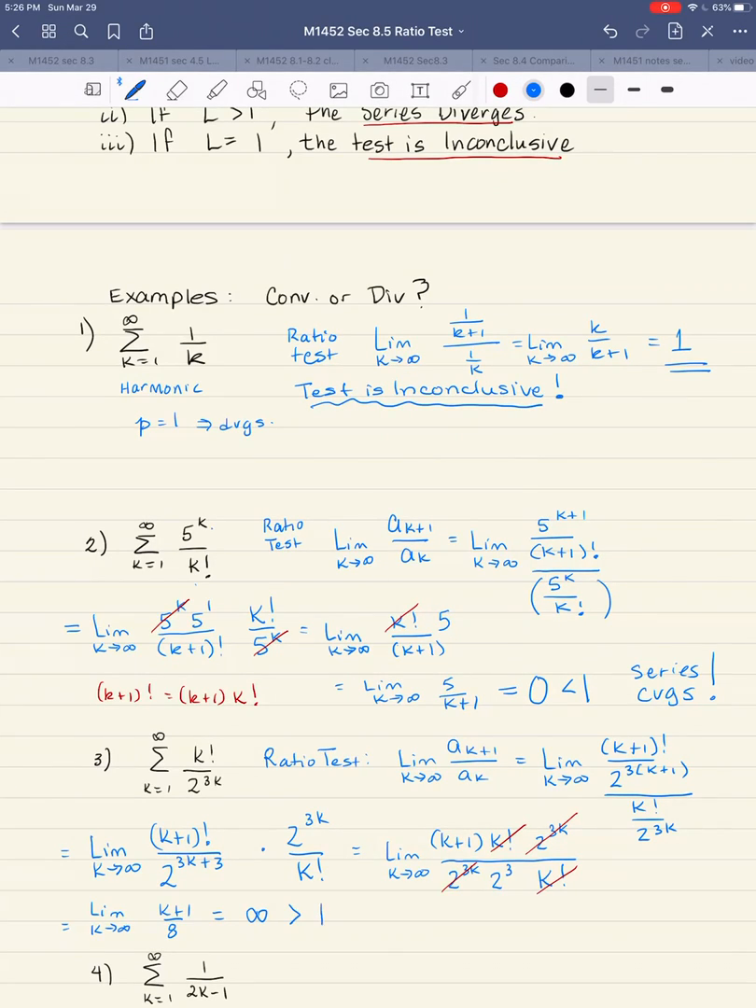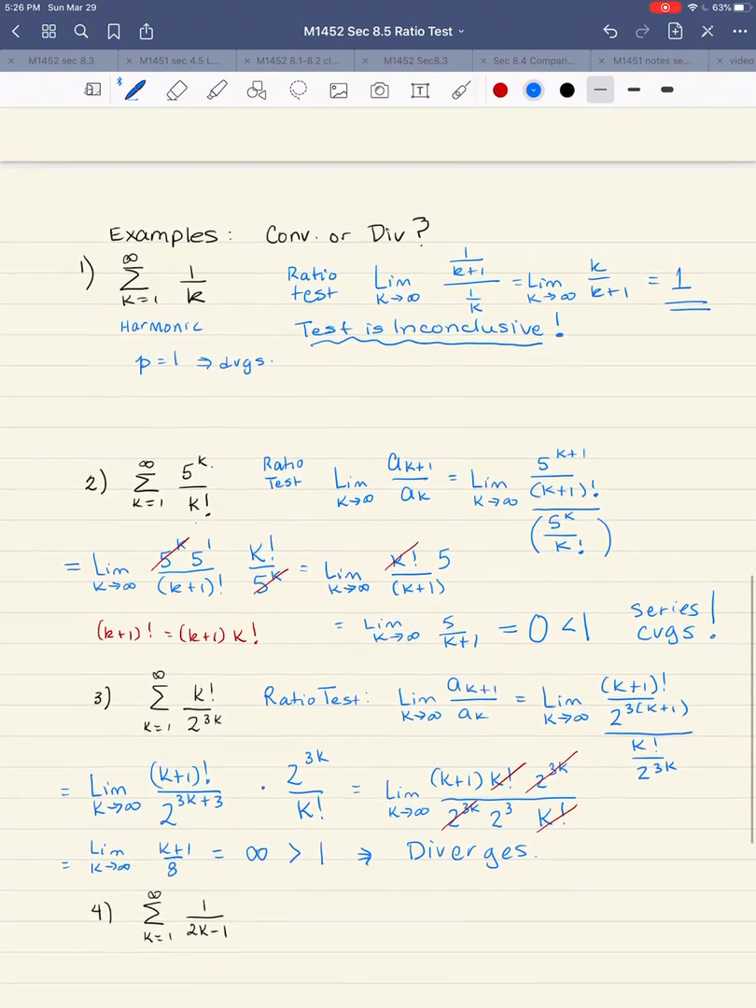Since the k's on top, this limit's going to go to infinity. Well, that's bigger than 1, so the series diverges. Okay.